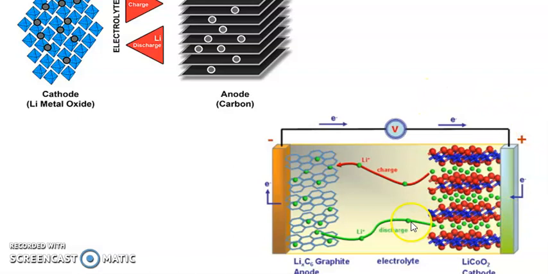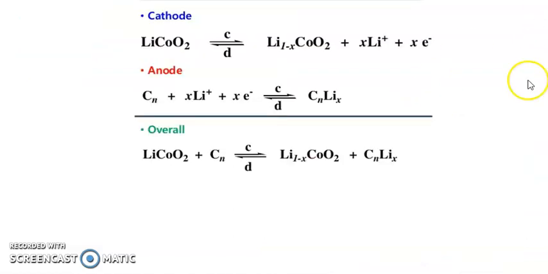Here, the movement of lithium ions from the graphite compartment to the metal oxide compartment is shown in a green line, and the movement of lithium ions from the lithium cobalt oxide cathode to the anode, that is graphite, is shown in the red lines. And the electrochemical reaction behind this lithium-ion battery is mentioned here.